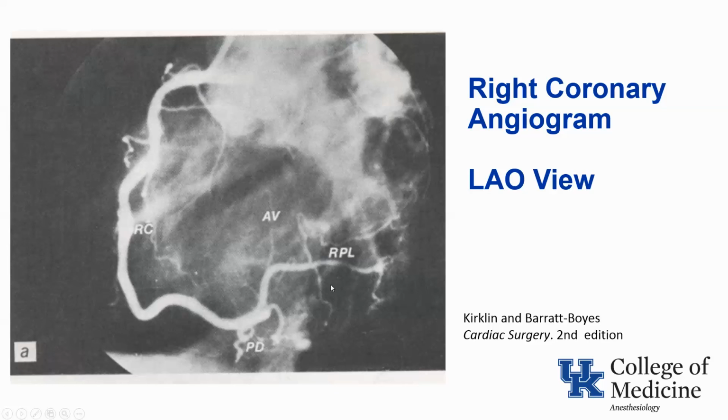So this is another depiction of the right coronary angiogram in the LAO view. And so again, we see the circumflex running in the AV groove on the right side, and then we see the posterior descending coming out towards us. You can nicely see the artery to the AV node and the posterior lateral branch going to the left ventricle from the right coronary.